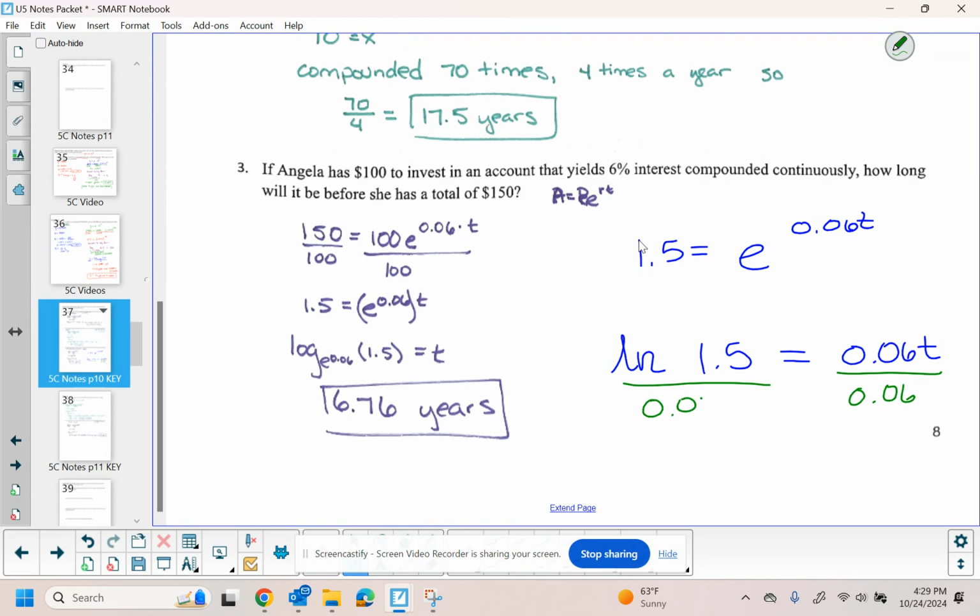So those are the two different ways that you could write it. Ln of 1.5 is like its own thing, and then divided by 0.06, that should still give you 6.76 years. So this one on the left is not an ln, it's a log with a base of e to the 0.06. That's another way to think about it.